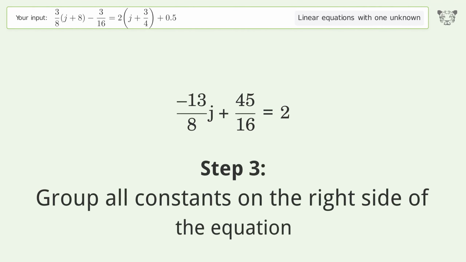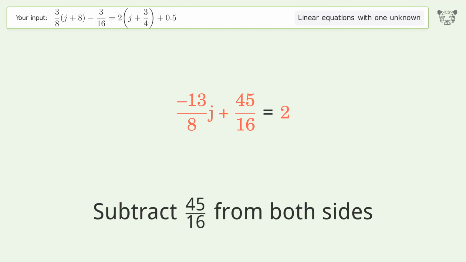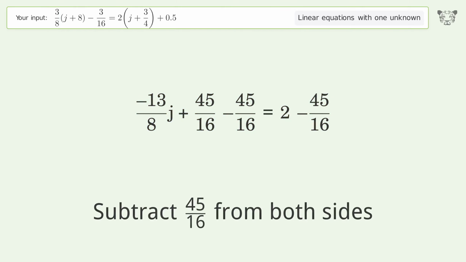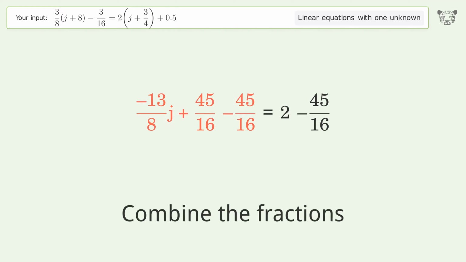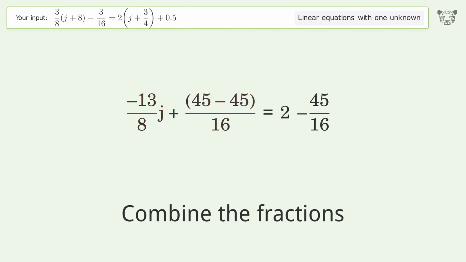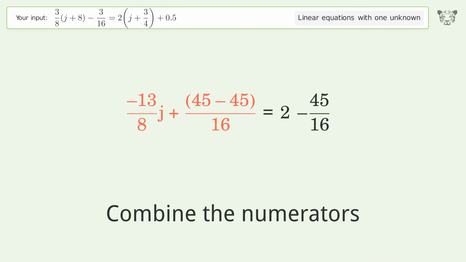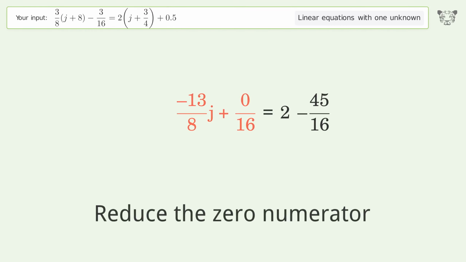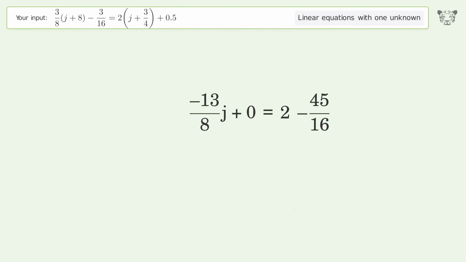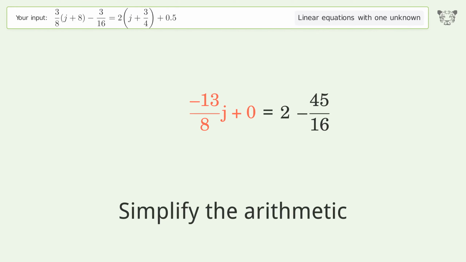Group all constants on the right side of the equation. Subtract 45 over 16 from both sides. Combine the fractions. Combine the numerators. Reduce the zero numerator. Simplify the arithmetic.